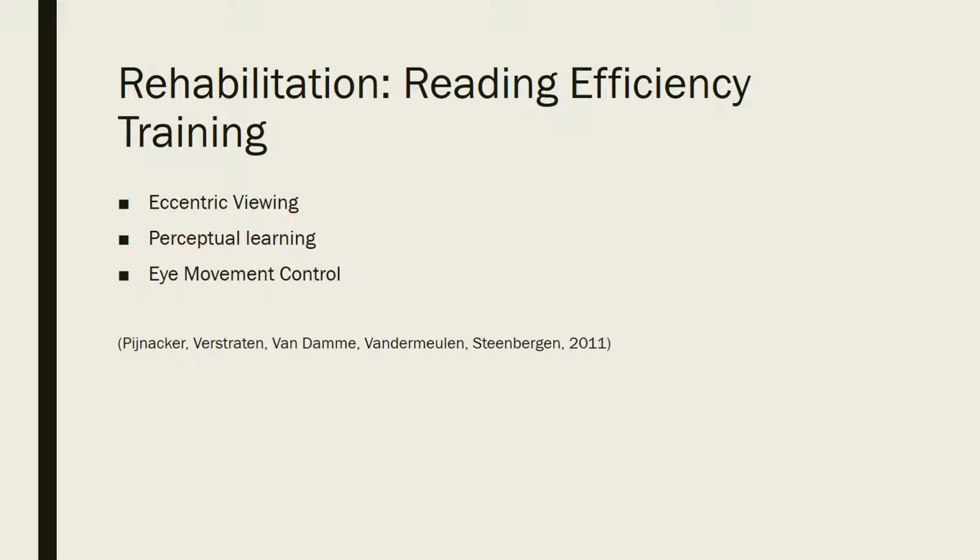So reading efficiency training involves training in eccentric viewing, which is using that peripheral vision instead of central vision for near tasks such as reading. Perceptual learning, which is repeated exposure of perceptual stimuli in hopes of changing neural pathways in the brain to increase efficiency of using those perceptual pathways. So in this case, this could be introducing text into peripheral fields over and over and over to increase the visual span and reading efficiency in those fields.